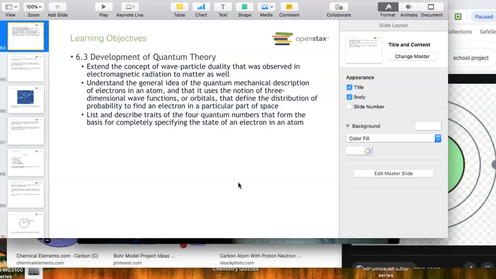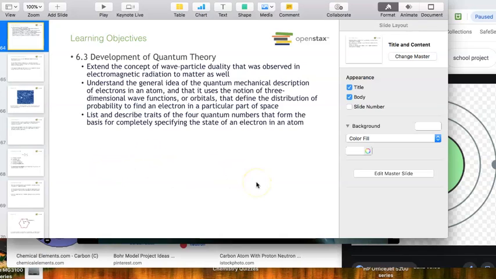Development of quantum theory. We're going to extend the concept of wave-particle duality that was observed in electromagnetic radiation to matter as well. We're going to learn how to understand the general idea of the quantum mechanical descriptions of electrons in an atom, and that it uses the notion of three-dimensional wave functions or orbitals that define the distribution of probability to find an electron in a particular part of space. We're going to list and describe traits of the four quantum numbers that form the basis for completely specifying the state of an electron in an atom.